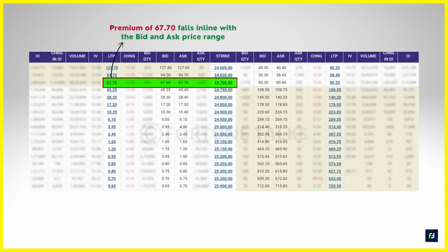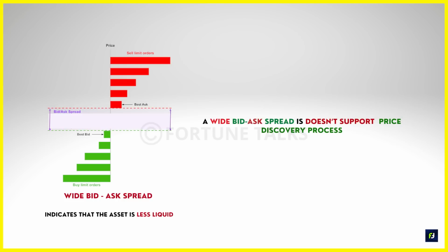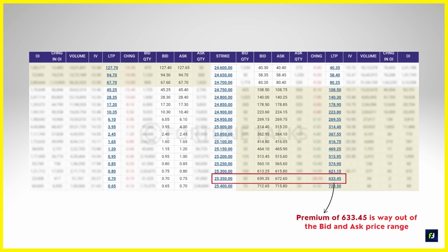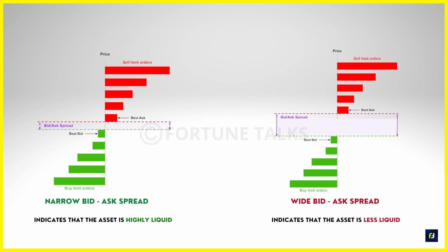On the contrary, wide spreads can indicate uncertainty or lower confidence in the current price levels, possibly leading to inefficiencies in the price discovery process. The Nifty 25,300 put option had a market premium of 633.45 rupees, which is way out of line with the bid and ask prices. So always keep in mind that a narrower spread typically indicates a more liquid market, making it easier to enter and exit positions without a substantial price concession.